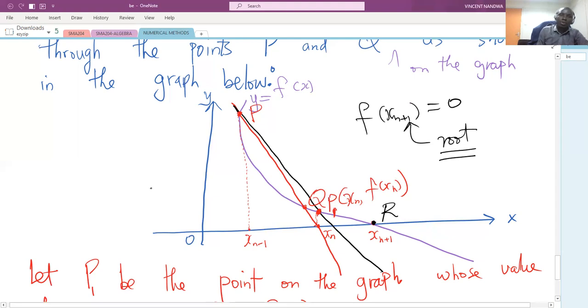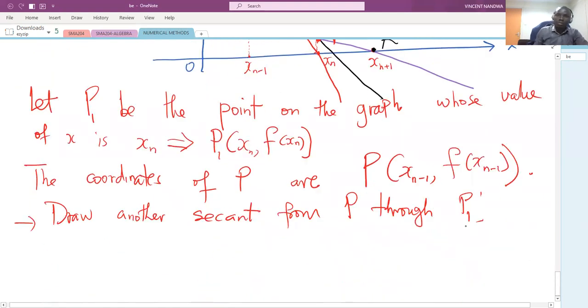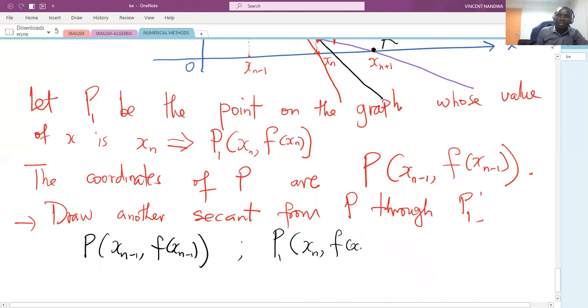So this is the motion: we are trying to draw secant lines from this point xn minus 1, f of xn minus 1 towards the point xn plus 1, which is the exact root of the function, through P1. So the point P has coordinates xn minus 1, f of xn minus 1, and the point P1, as we have seen, has coordinates xn, f of xn.